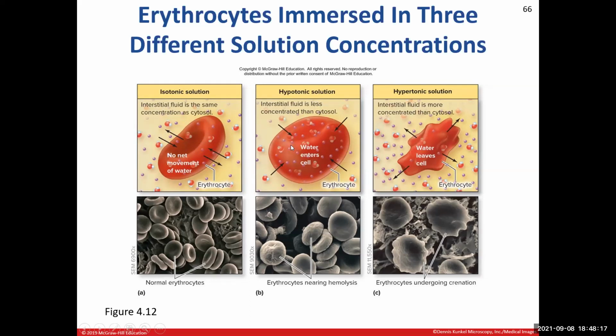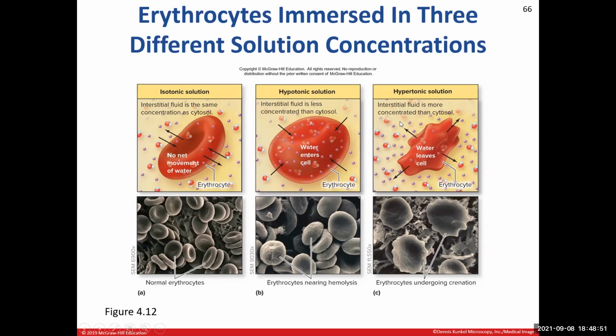Our hypotonic solution. Now we've dropped our cell into a solution that has fewer solutes outside the cell, meaning there's more solutes inside the cell. So there's more water outside the cell because of that, and less water inside the cell. So water goes from an area of high water concentration to an area of low water concentration, where there's a greater solute concentration inside the cell. Water goes into the cell, the cell swells up, and it could potentially burst, causing hemolysis.